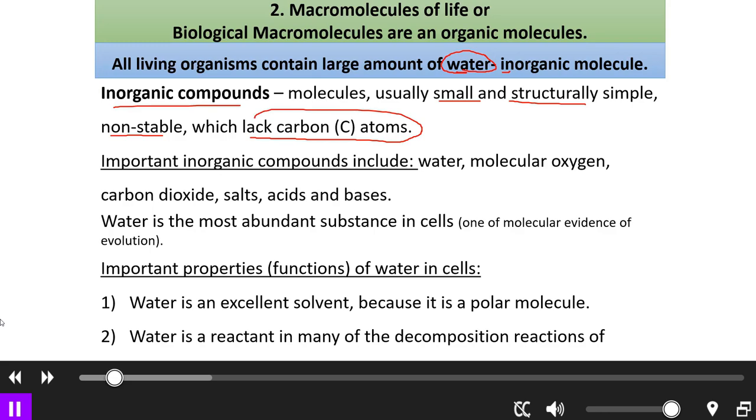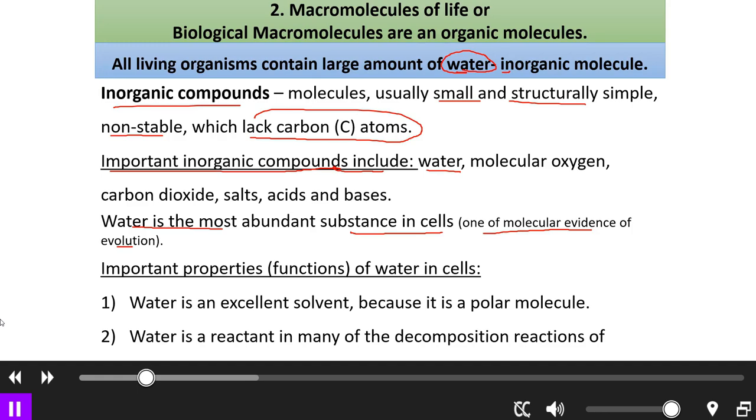Some of the important inorganic components for living organisms are water, molecular oxygen, carbon dioxide, salts, acids, and bases. Water is the most abundant substance inside of the cells. This is one of the molecular evidences of evolution, because the first living organisms evolved in the water. So this is why each of our cells includes a lot of water.